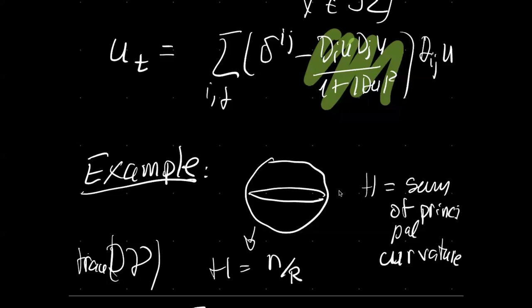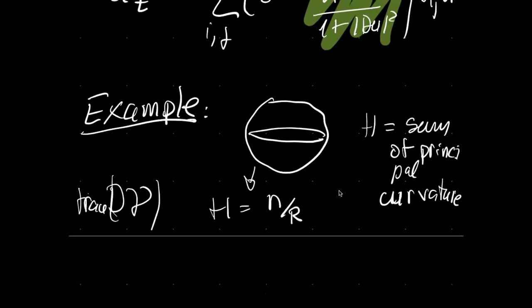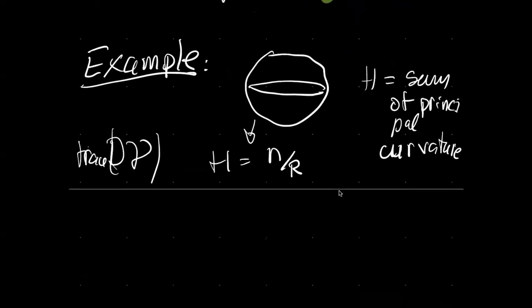So if you try to evolve this by mean curvature flow, this is something that in all directions is going to have exactly the same speed. And so it's not unreasonable to think that one solution, at least, I mean, we have to discuss if there are many solutions, but at least one solution is going to be a sphere for all times.